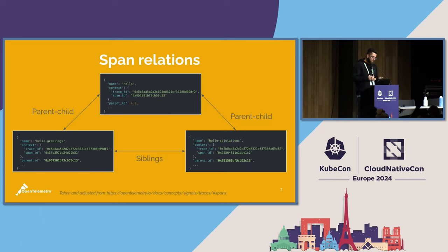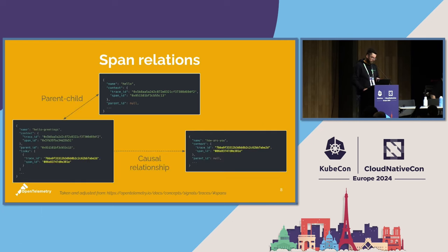Then on the left side at the bottom, we have the child span called hello greetings, and again it's identified by the identical trace ID as the one we have above, its unique span ID, and in this case, we also have the parent ID information. When you look closely, you will see that the parent ID in hello greetings will match the span ID of the hello span. So this is how we can build the parent-child relationship. Then if two spans share the same parent, we can think of them as sibling spans.